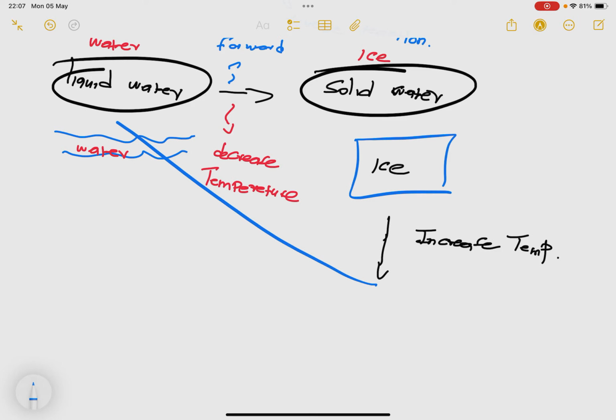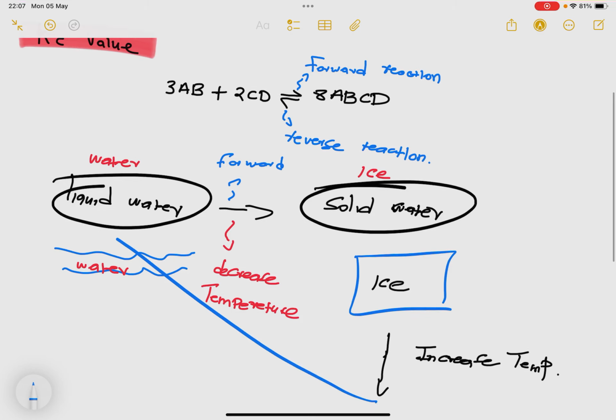A reversible reaction means that this reaction can go either way. It means that you can reverse it. It's a reaction which can be reversed. If you change liquid water into solid water, that can be reversed. If it is ice, you can just increase the temperature and the ice will start to melt. So that is a reversible reaction. We can undo the reaction, so it is called a reversible reaction.